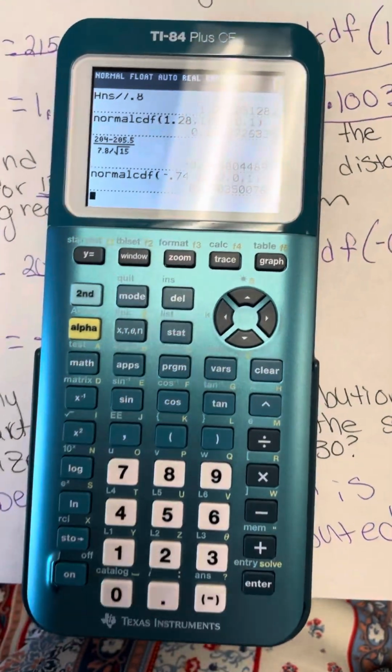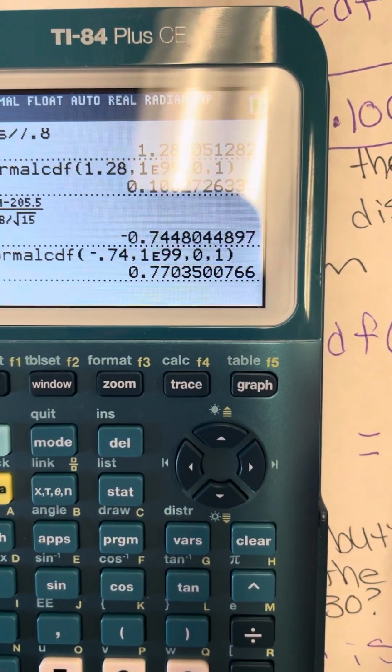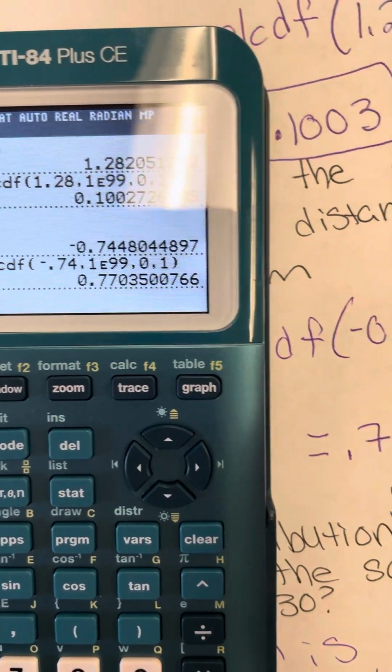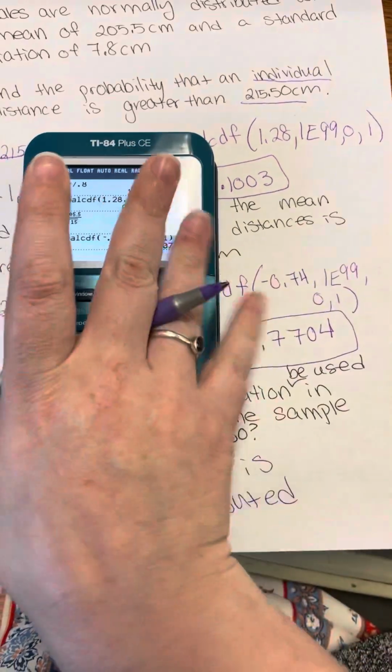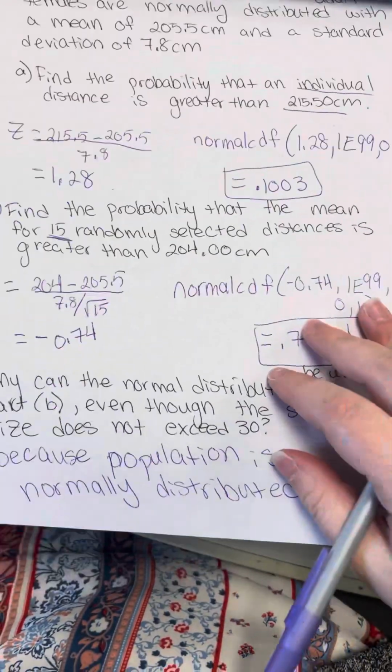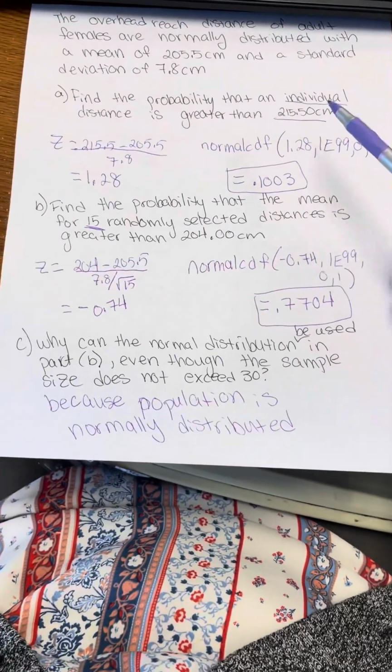All right, so I got 0.7704. 0.7704 is the probability I got, not a percentage.